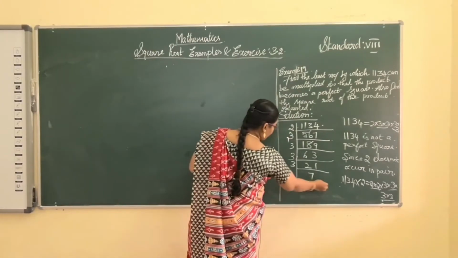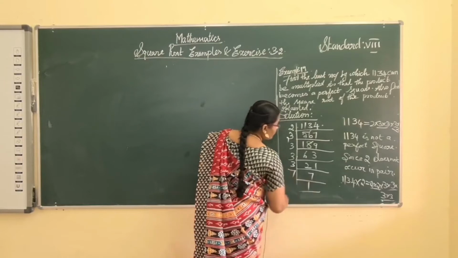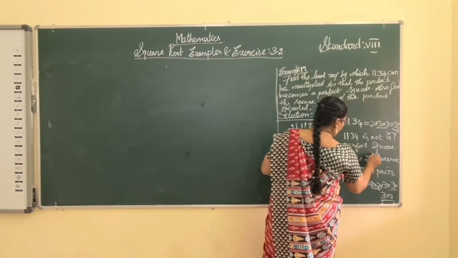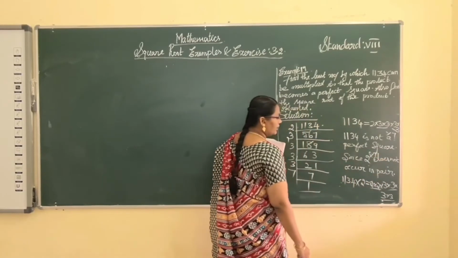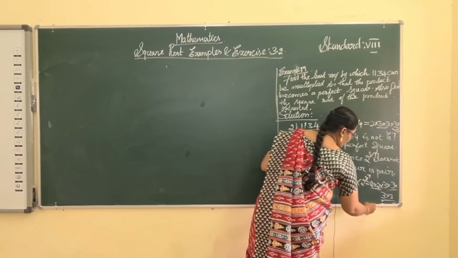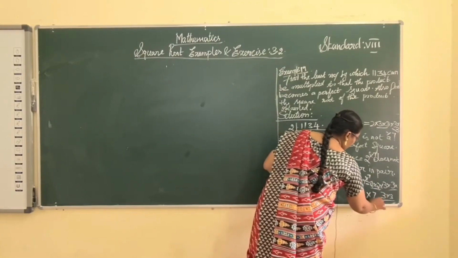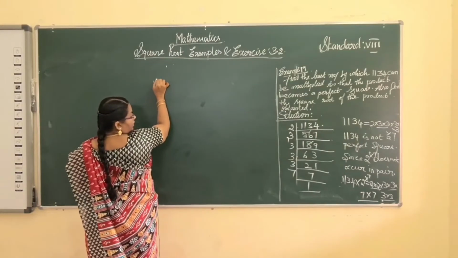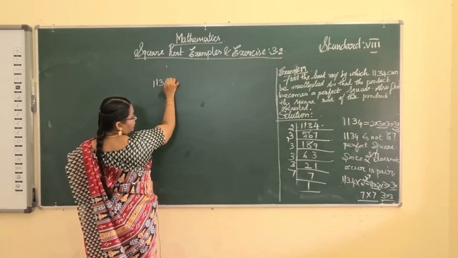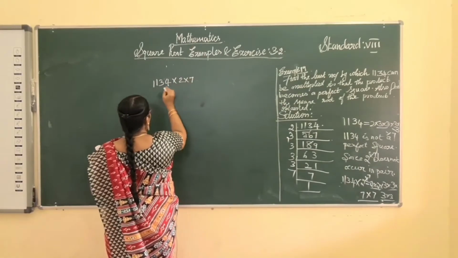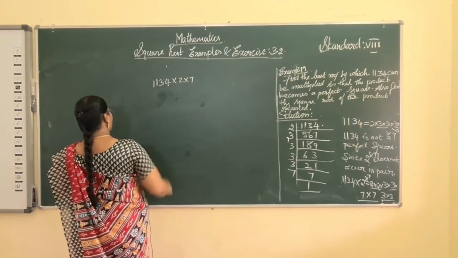So here also 7. Yes. So one time. So 7 also is not having a pair, and 7 does not occur in a pair. So here multiply 7 also. Okay. So 7 into 7. So what we get? 1134 into 2 into 7. Is it? So multiply these two values. What we get?